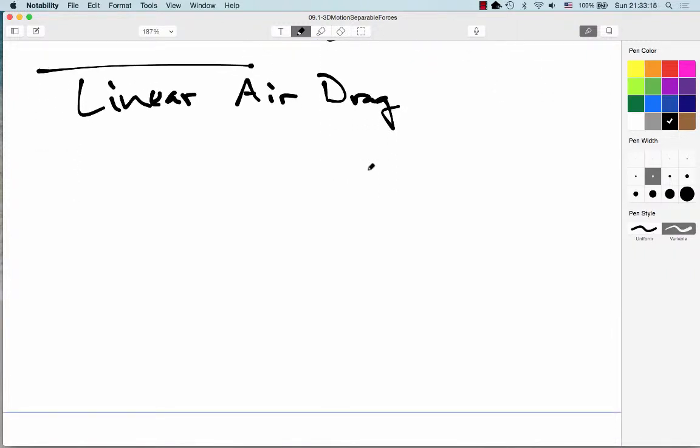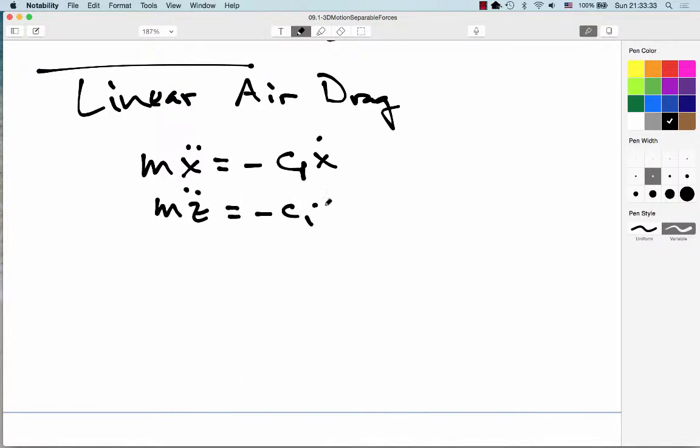So with linear air drag, our equations of motion are going to become, for the x component, m x double dot equals minus c1 x dot, and m z double dot equals minus c1 z dot minus mg. Now right off the bat, we can guess that this is going to be non-conservative because our force law depends on the derivatives of the position and not the position itself. So although this is separated, it doesn't depend on the position, it depends on the velocities.